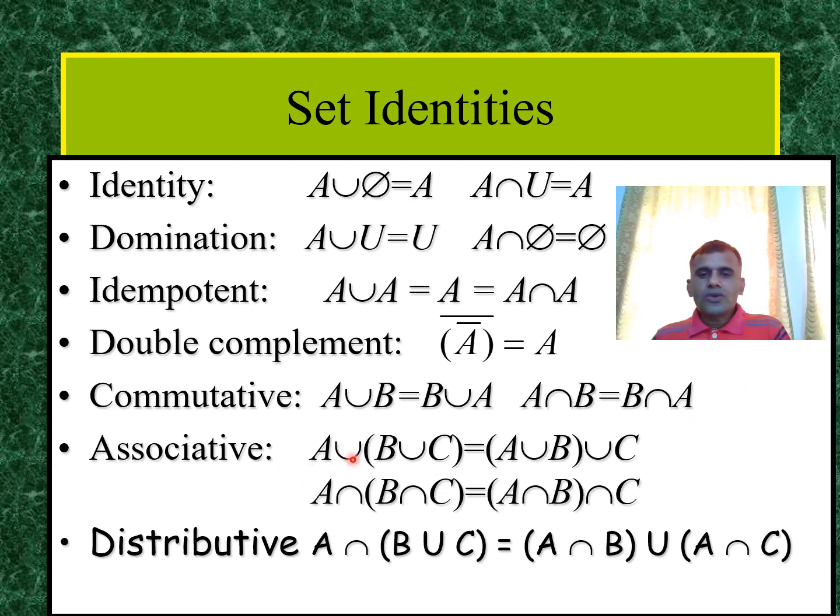Associative law: A union (B union C) will be the same as (A union B) union C. A intersection (B intersection C) will be the same as (A intersection B) intersection C. Now the distributive law: A intersection (B union C) will be the same as (A intersection B) union (A intersection C). We take the intersection of these two, then the union will come, and the intersection of these two. So we say that intersection is distributive over union.